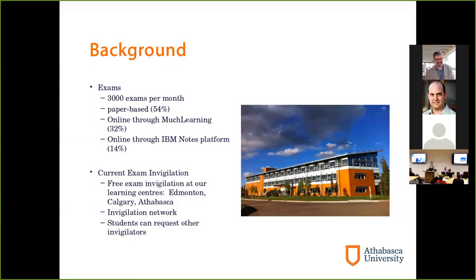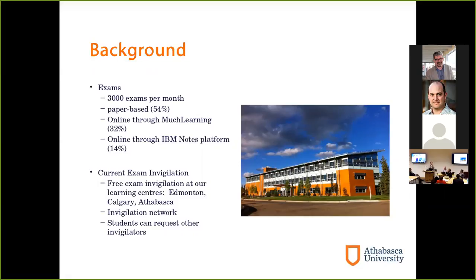We have some online through Much Learning, which is a technology in Alberta, grown online technology, and some others through the IBM Notes platform, which is what we use in our graduate programs in the Faculty of Business. Currently, it doesn't cost students anything to have their exams invigilated if they do it in person at one of our learning centers, however, in Alberta.